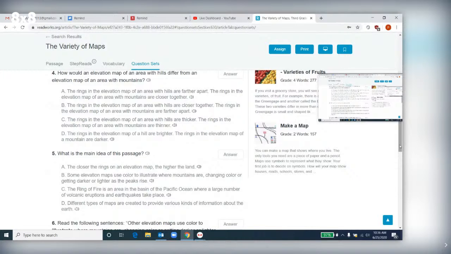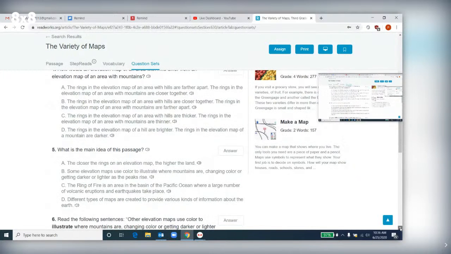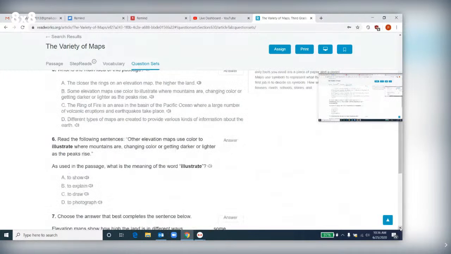Okay, let's go on to 6. Read the following sentence. Other elevation maps use color to illustrate where mountains are, changing color, getting darker or lighter as the peaks rise. As used in this passage, what is the meaning of the word illustrate? So it says other elevation maps use color to illustrate. Okay, is it to show, to explain, to draw, or to photograph?